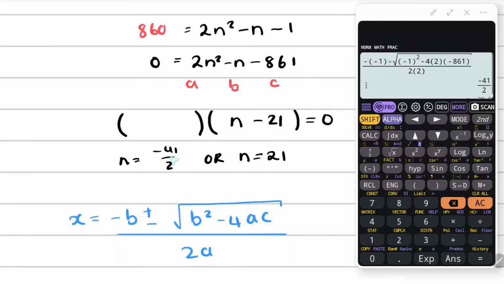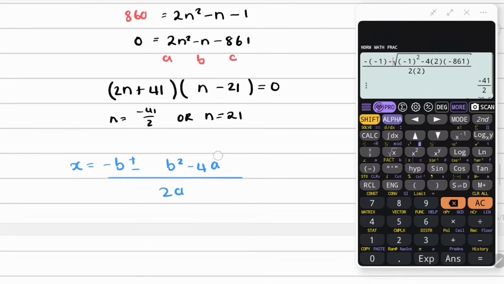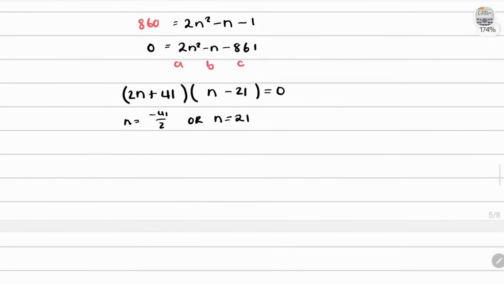So what this means is you can start by transposing this negative 41 over 2. So that's n plus 41 over 2. But the reason it got to this point is because this 2 was actually the coefficient of the n. So you actually had 2n plus 41. And then you said 2n plus 41 is equal to 0, and then 2n is equal to negative 41. And then you divided both hand sides by 2. Okay, so here's another way that you could factorize if the factors did not look as simple as the ones in the first question.